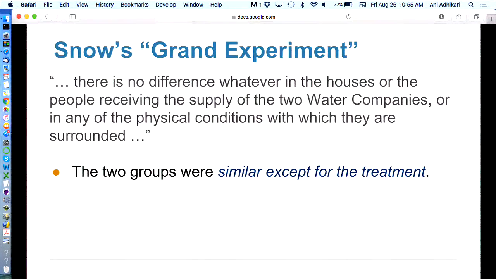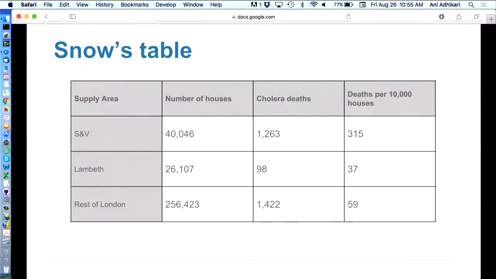And so, here again, actually, I'm going to just give you the data. Here is Snow's table. Take a look at that. Talk to your neighbors, see what it tells you. So S&V is below the sewage. Lambeth is above the sewage.